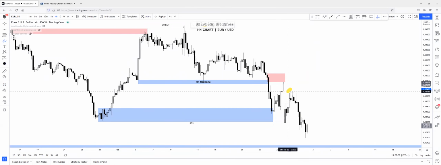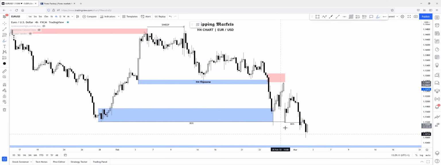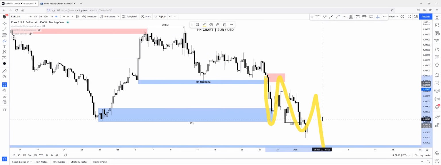Okay, price tapped into this 4-hour supply zone and reversed immediately, as you can see, and created a break of structure to the downside again. Because as you can see, this is a break of structure. This was the last structural low point, and price broke structure to the downside with a body break. So this is a break of structure on the continuation of the bearish order flow.